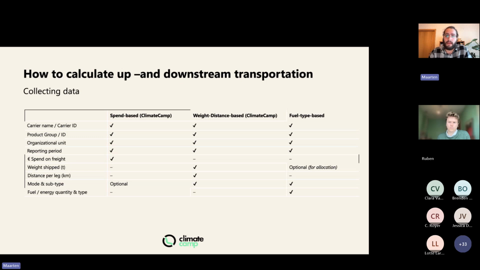Then the third one is fuel type based, where you then also know not only the type of truck and the subtype they are using, but also the fuel and energy quantity and type being used. Now, we don't generally support this because this is information that your logistics provider has. Fuel type based is something they can calculate much more easily because they know the types of trucks, they know the energy that was used, they have access to this information, but it is sometimes really hard for them to share it with companies, or they might not have access to it at all. So we always try to focus on weight distance based where possible.